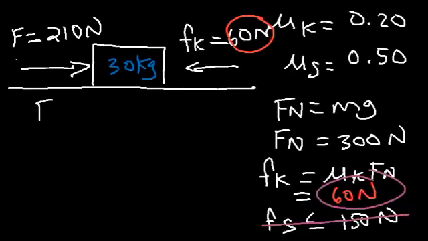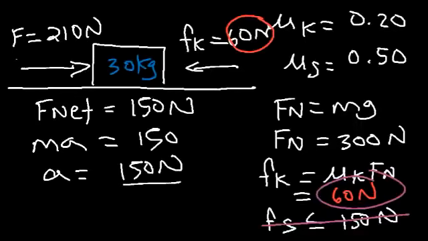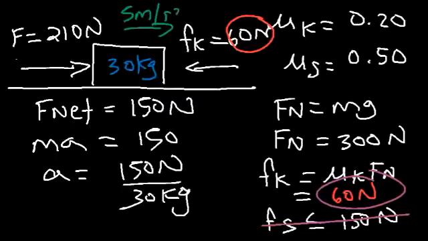So what is the net force? The net force is the difference between the applied force and the kinetic frictional force. So it's 210 minus 60, which is 150. Now that we have the net force, we can find the acceleration. So the acceleration is going to be the net force divided by the 30 kilogram block. So this object will begin to accelerate at a rate of 5 meters per second squared.